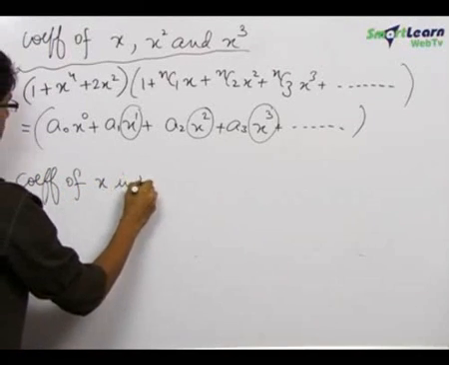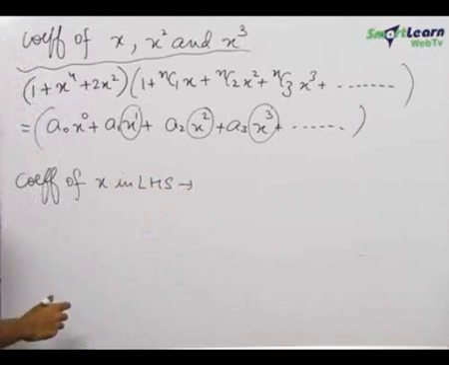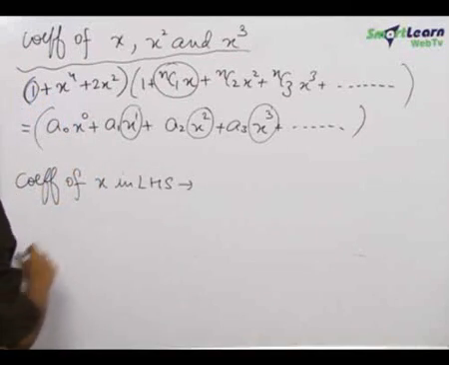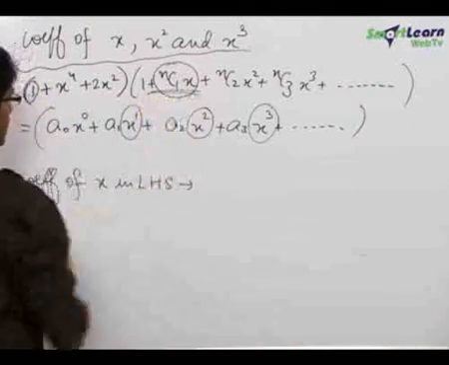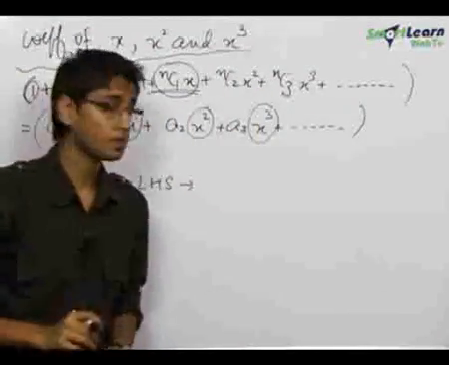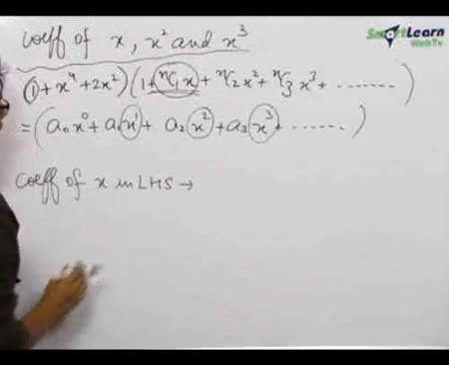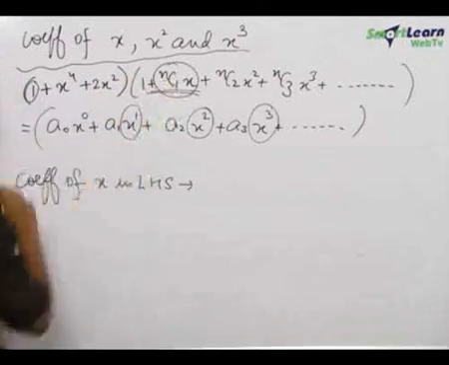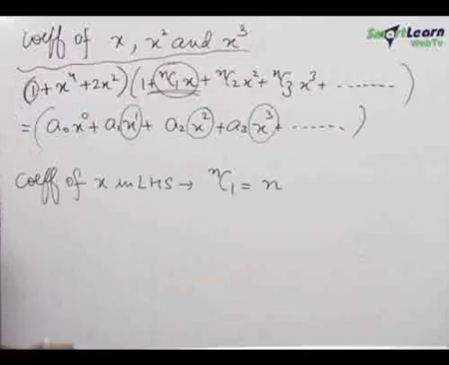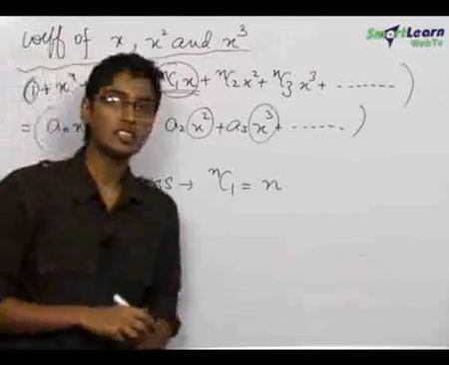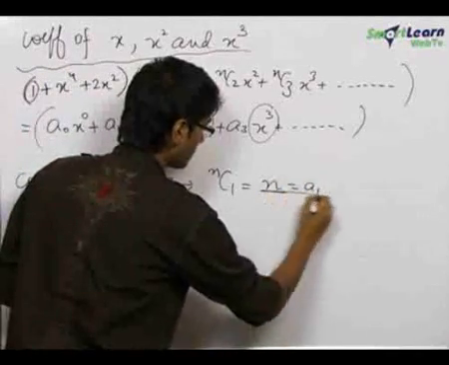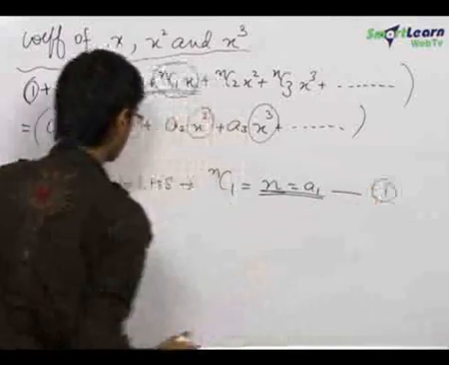So the coefficient of x in LHS is nC1 x, when multiplied by 1 we get the term which contains x. We can see that no other term will give us an x term, hence the coefficient of x in LHS will be nC1 into 1, which is equal to n. On comparing the coefficient of x in LHS and RHS, we get n will be equal to a1. This is the first equation.